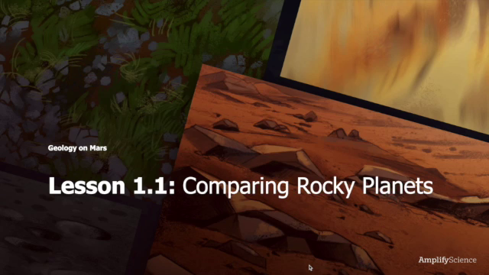Hi everyone, and welcome to Unit 1, Chapter 1, Lesson 1. We are going to be spreading out this lesson over 2 days as we introduce ourselves to Earth and space science. Today we're going to be comparing rocky planets and going over habitable places in our solar system.